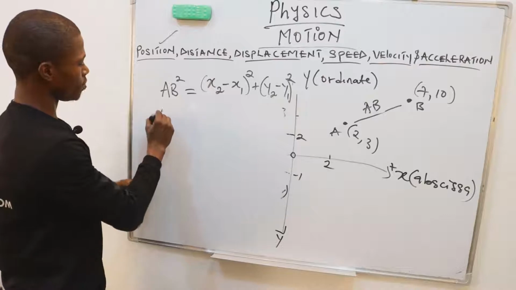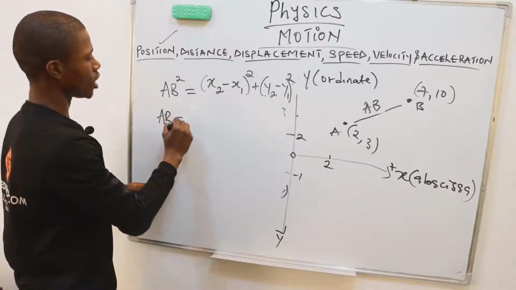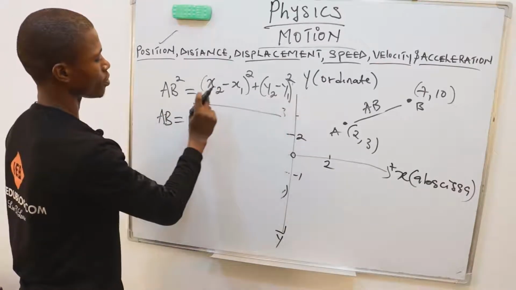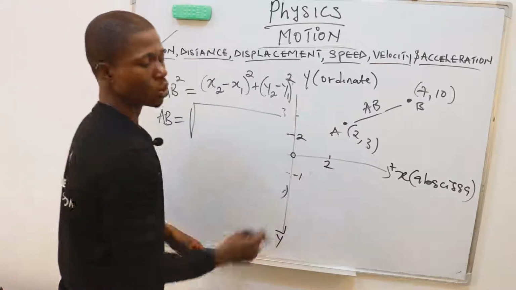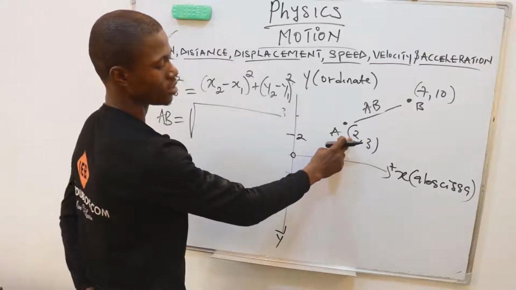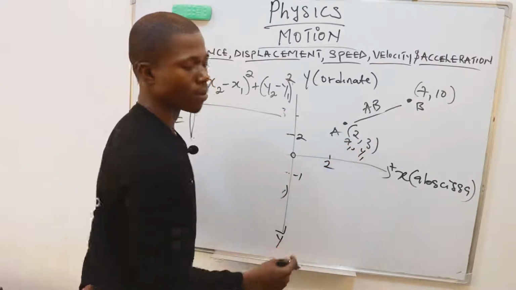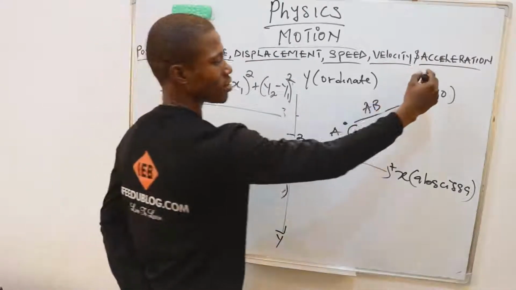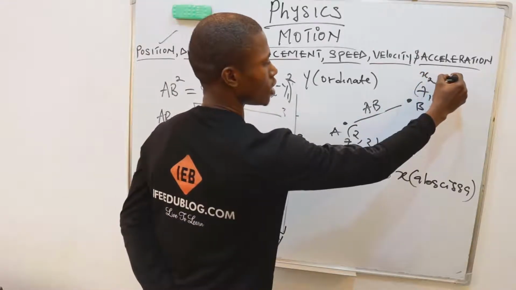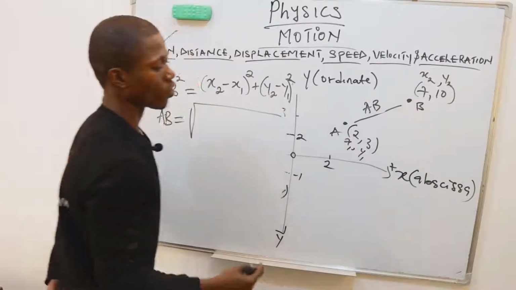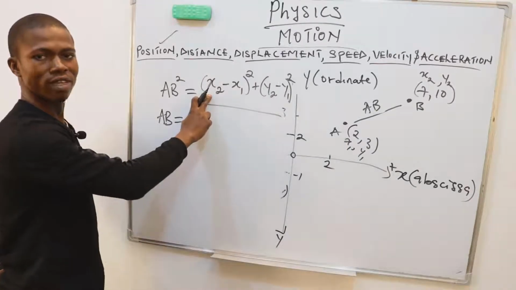So that our AB now will be square root of our X2 is what? We normally know that this is X1, and this is Y1. This is the first one, and this is our 2. This is our X2, and this is our Y2. So from here, we can quickly go over and solve this example.